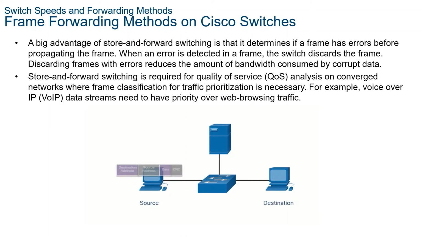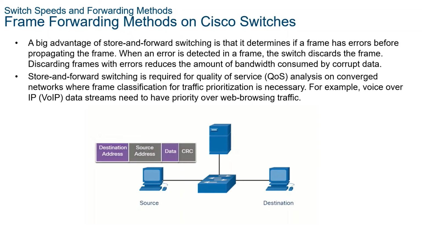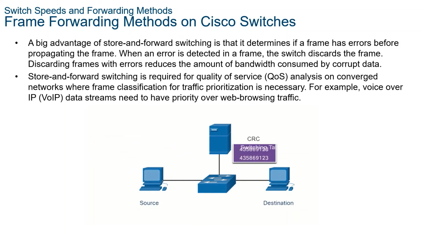A big advantage of store and forward switching is that it determines if a frame has errors before propagating the frame. When an error is detected in a frame, the switch discards the frame. Discarding frames with errors reduces the amount of bandwidth consumed by corrupt data. Store and forward switching is required for quality of service, or QoS, analysis on a converged network where frame classification for traffic prioritization is necessary. For example, voice over IP, or VoIP, data streams need to have priority over web browsing traffic. Okay?